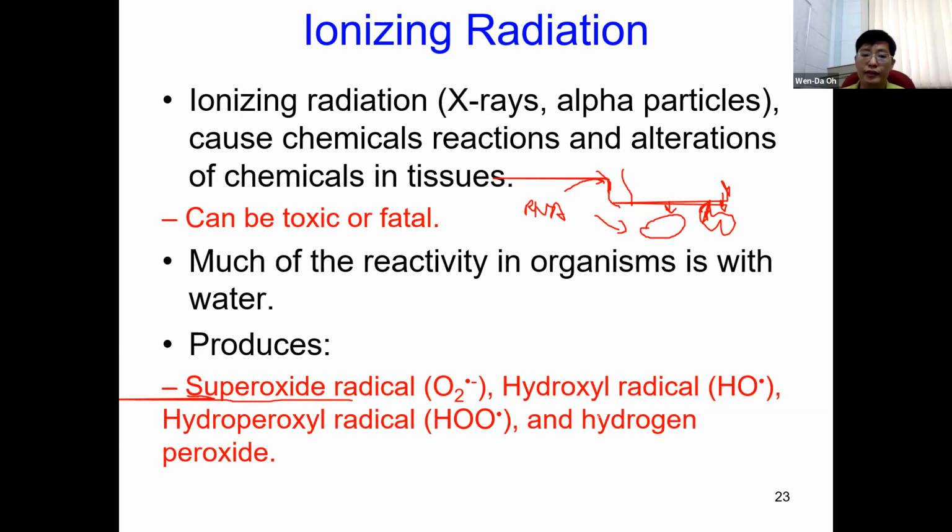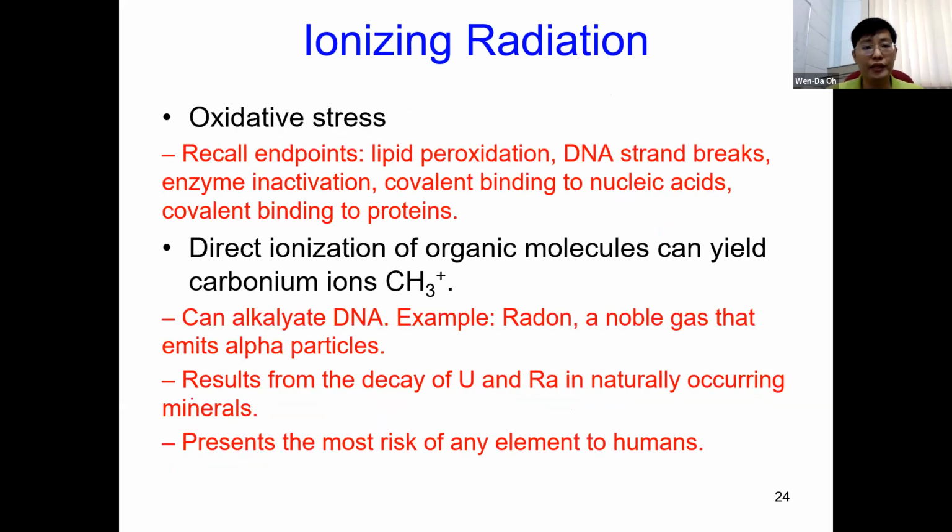This kind of stress can lead to things like peroxidation, and it can cause excessive oxidation of our body and the inactivation of enzymes. So this is the oxidative stress that I'm talking about. It can cause lipid peroxidation, DNA strand breaks, enzyme inactivation, and all these effects. Most of the time, it's because of all these radicals being generated.